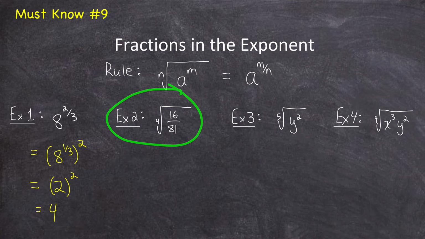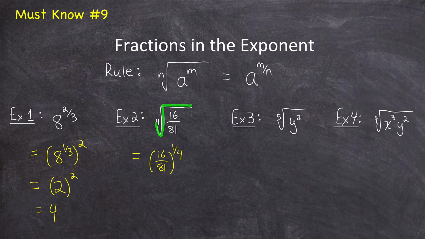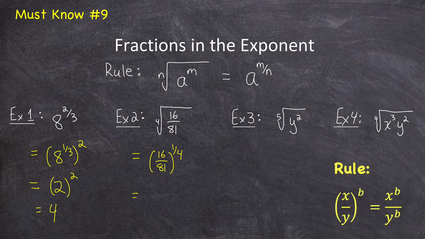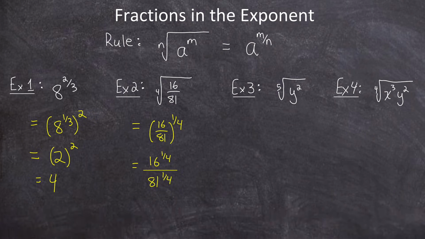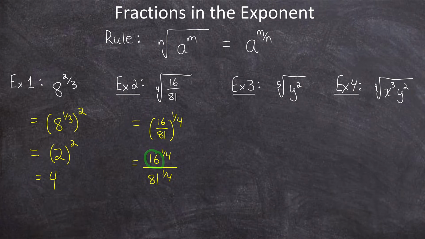In example 2, I have the 4th root of this fraction. I could rewrite that expression as a power with a rational exponent. It would be 16 over 81 to the power of 1 over 4. This small number with this root symbol is called the index of the root, and it becomes the denominator of the fraction that's in the exponent. And then using my exponent rules, I know that exponent of 1 over 4 would be applied to both the 16 and the 81. And an exponent of 1 over 4 just means 4 factors of what number multiplied together is going to equal the base of the power, 16.